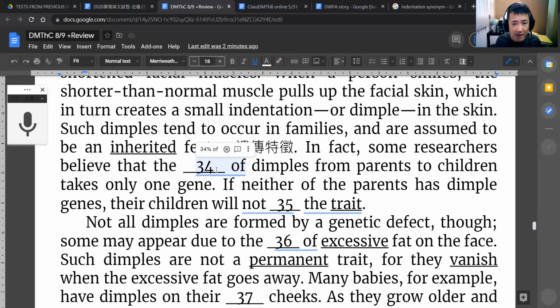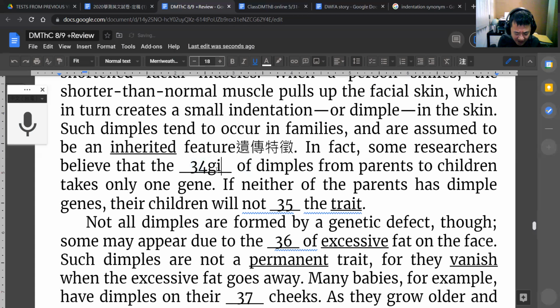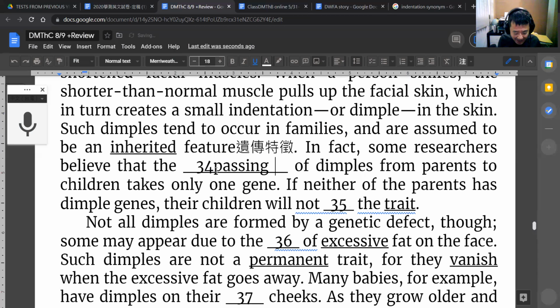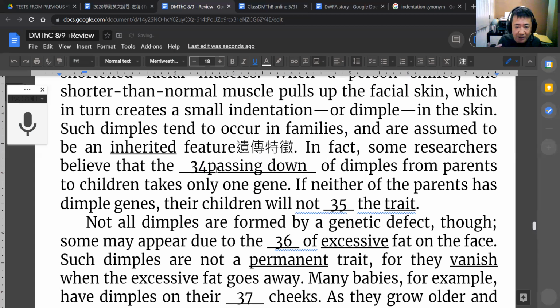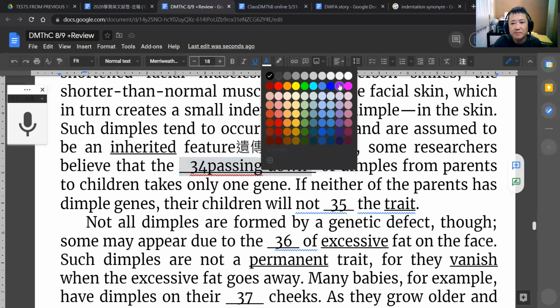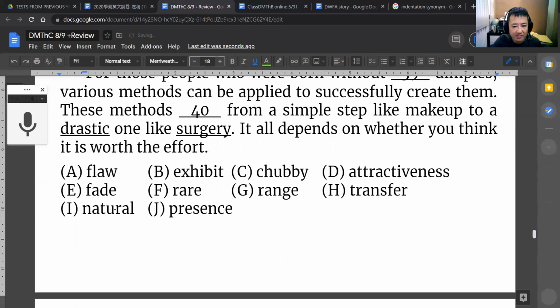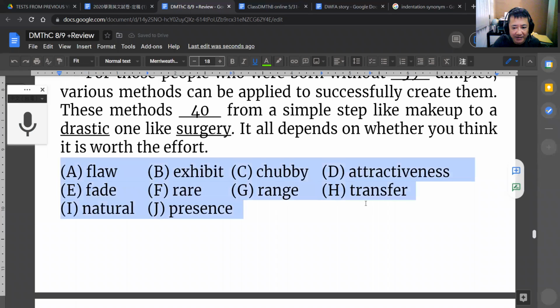Remember, your parents give you your genes, right? So here I need something like giving or passing down, right? Pass down, 遗传下去，对不对哈？ Right? So here I need something like that kind of meaning. Okay? And there's a word in here that means passing down, right? Okay?